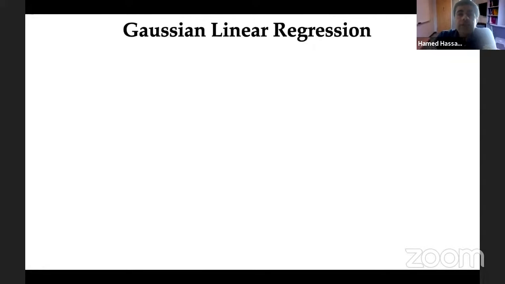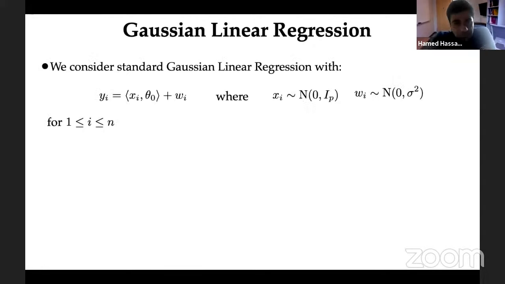Okay, so Gaussian linear regression, let me quickly mention what the problem is. The data is labeled (x_i, y_i). I'm simplifying everything here: x_i comes from the Gaussian distribution with independent components, and the covariance matrix is the identity matrix. The label is the inner product of x_i with the true model, theta_0, plus some noise w_i. This noise is also Gaussian and independent of everything. So this is just a very simple standard Gaussian linear regression setting, and we assume that we have n data points of this type generated IID.